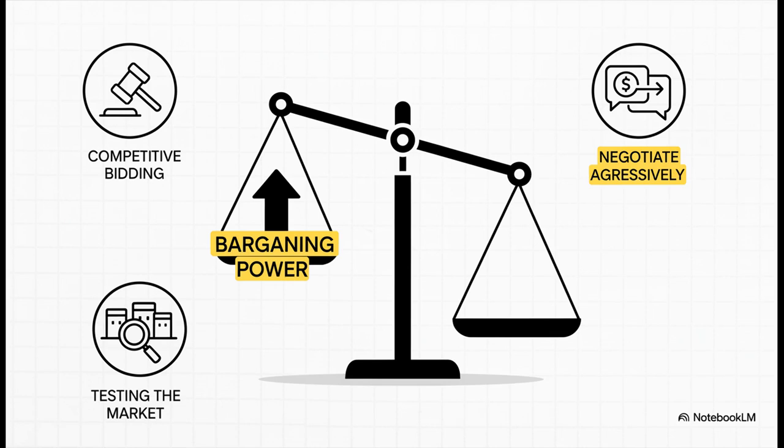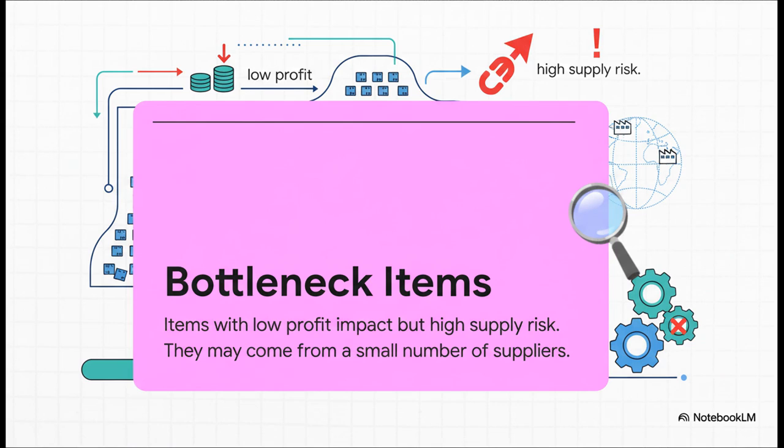You negotiate aggressively. You use that leverage. This means things like competitive bidding, where you make suppliers fight for your business. You're always pushing for the best price and the best quality, constantly checking the market to make sure you're getting an amazing deal. All right, now for a really tricky category: bottleneck items.